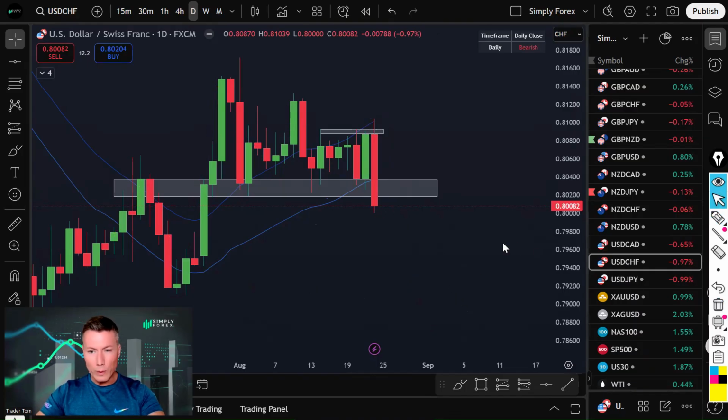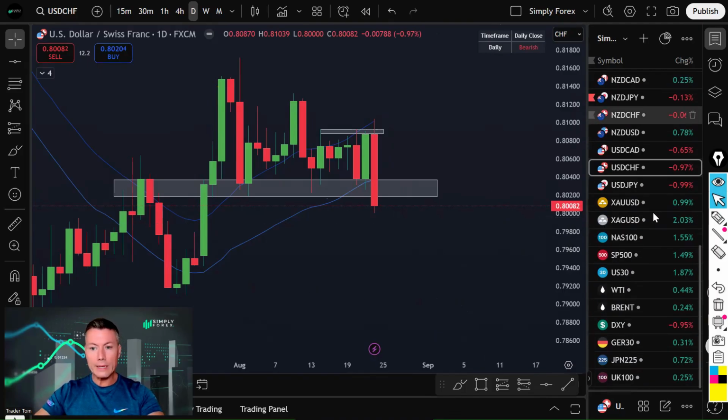All the other US dollar pairs are not clear to me, for the reasons I explained. Now, the next thing we want to focus on, off the back of Fed Chair Powell's comments at Jackson Hole, are the indices.